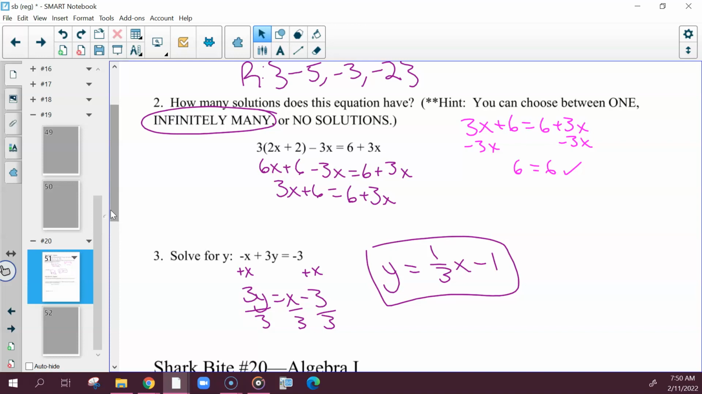Or if you didn't realize that, you could keep solving. Subtract 3x on both sides. We're left with just 6 equals 6, which is a true statement, so that would still be infinitely many. What questions do we have on that one?